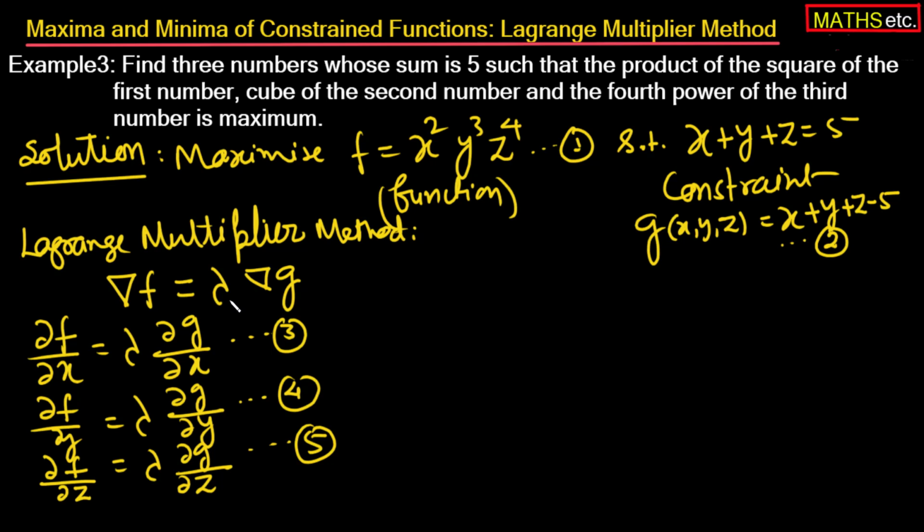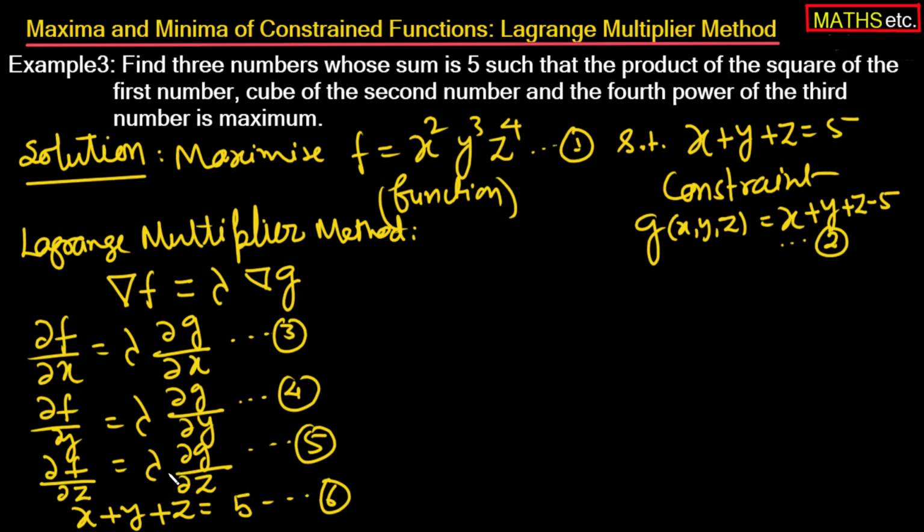and we have 4 unknowns: the x variable, y variable, z variable, and the unknown parameter lambda. That's why we need 4 equations, and in the Lagrange multiplier method the fourth equation comes from the constraint. So the fourth equation will be x plus y plus z is equal to 5. This is our equation number 6. So we will find the points of maxima and minima, that is x, y, z, by solving these 4 equations, equation number 3, 4, 5 and 6.